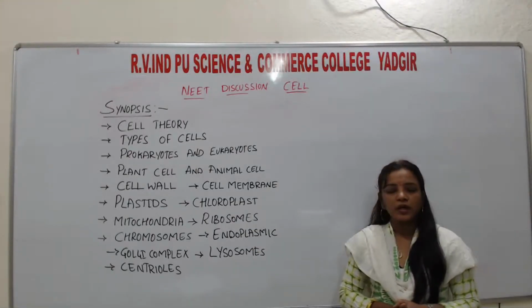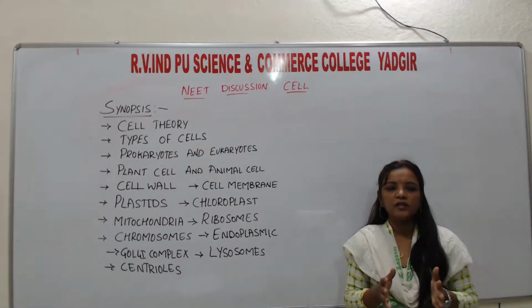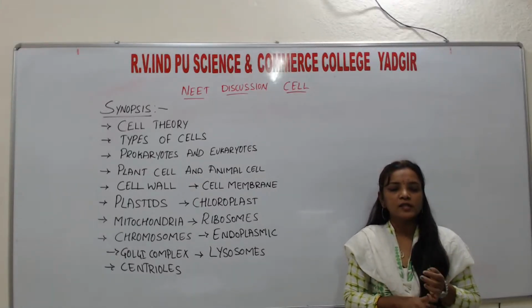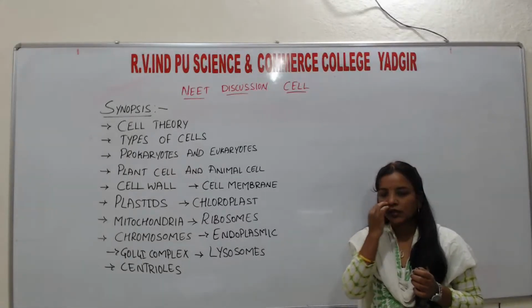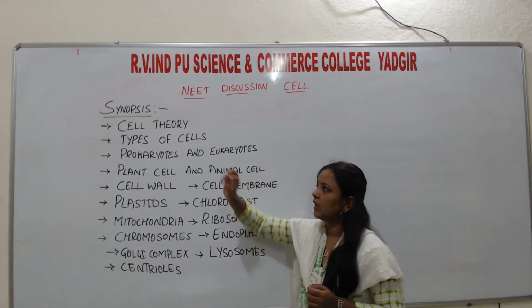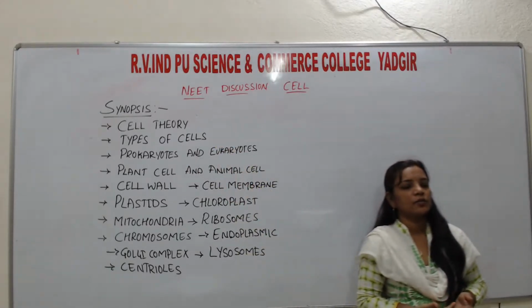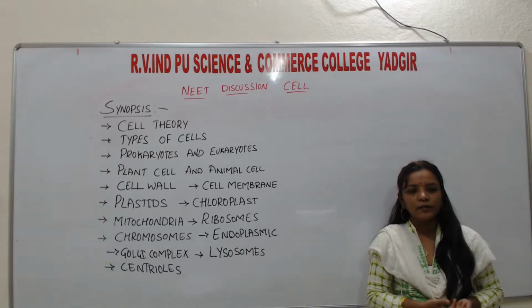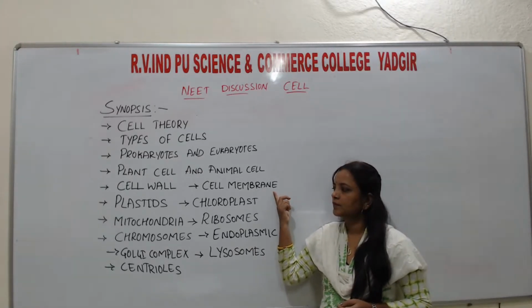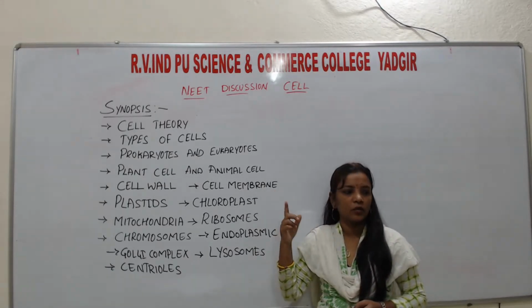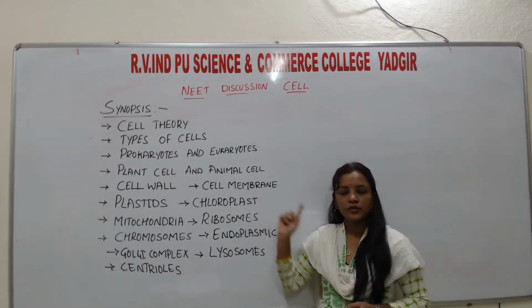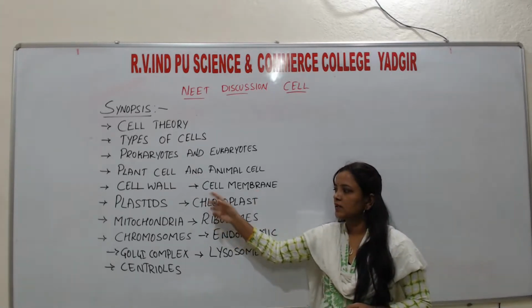Prokaryotes and eukaryotes, you are almost very familiar. If you are not familiar, you have to remember the differences between prokaryotes as well as eukaryotes. This will be important for your theory, and cell theory also. You may get objective questions or you may get them in theory also. And cell wall, cell membrane, that is the fluid mosaic model. I hope you remember.